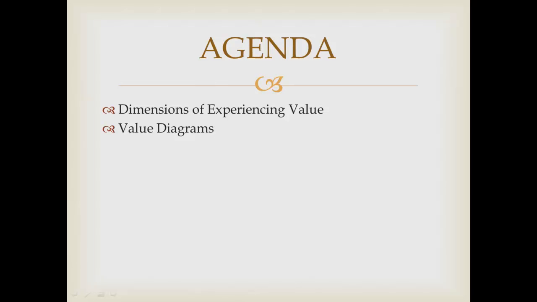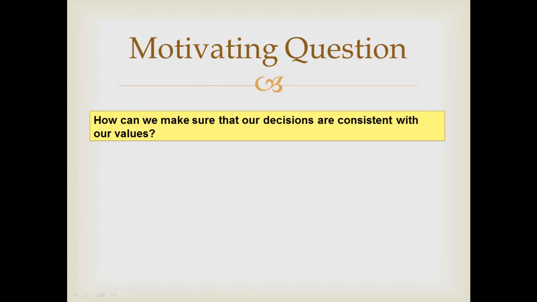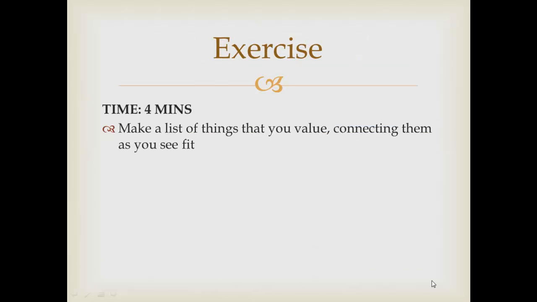The agenda of this quick tutorial is to go through the dimensions of experiencing value and share the nomenclature of value diagrams. The motivating question for us is how can we make sure that our decisions are consistent with our values? And in order to do that, we realize that achieving clarity on value is a necessary first step.